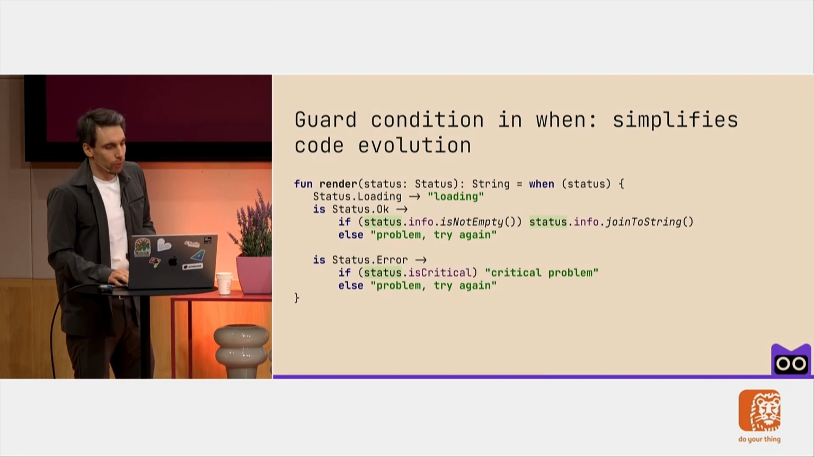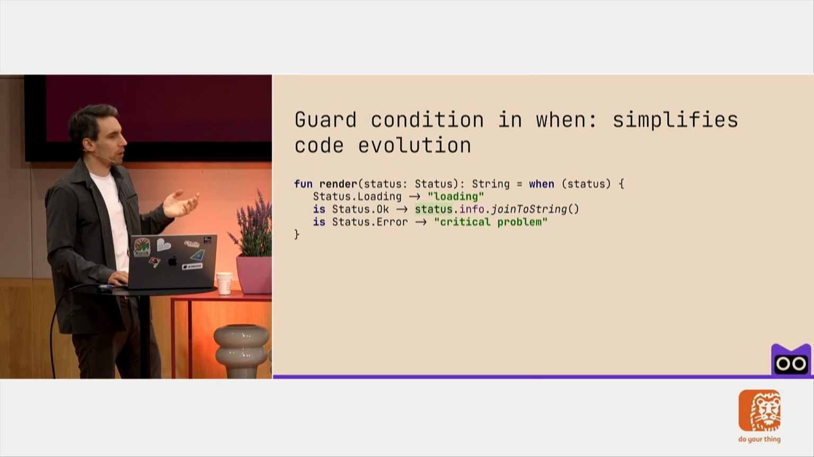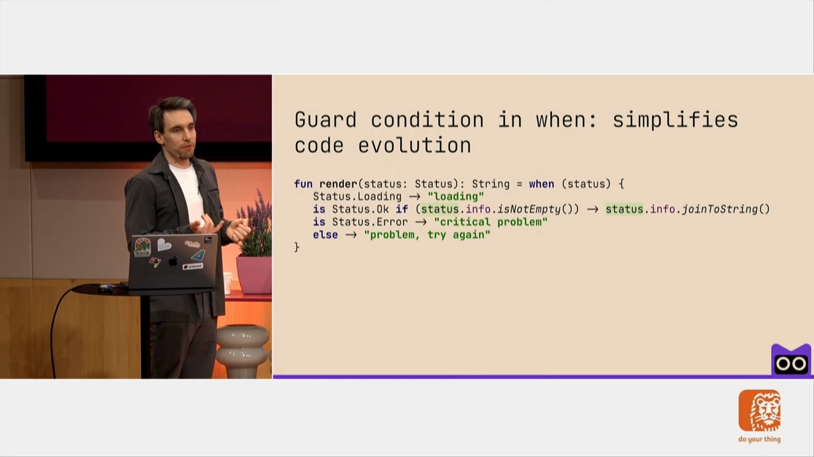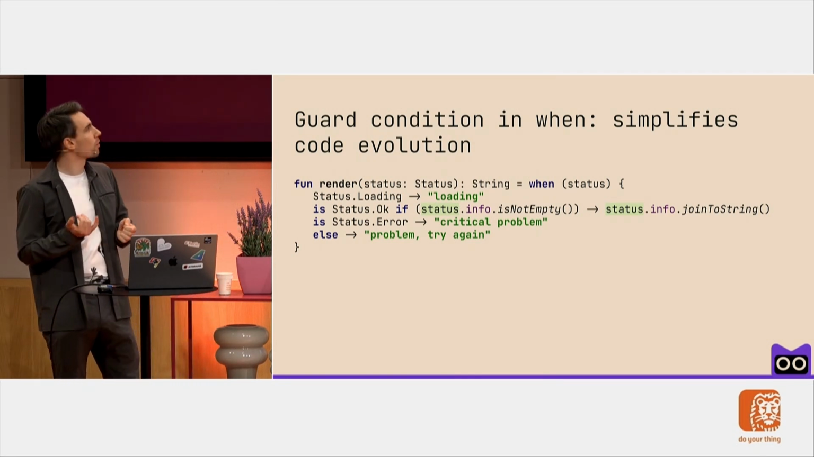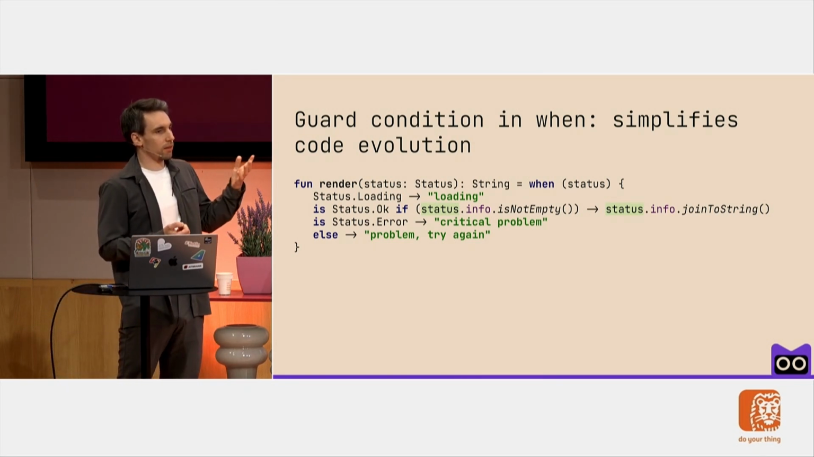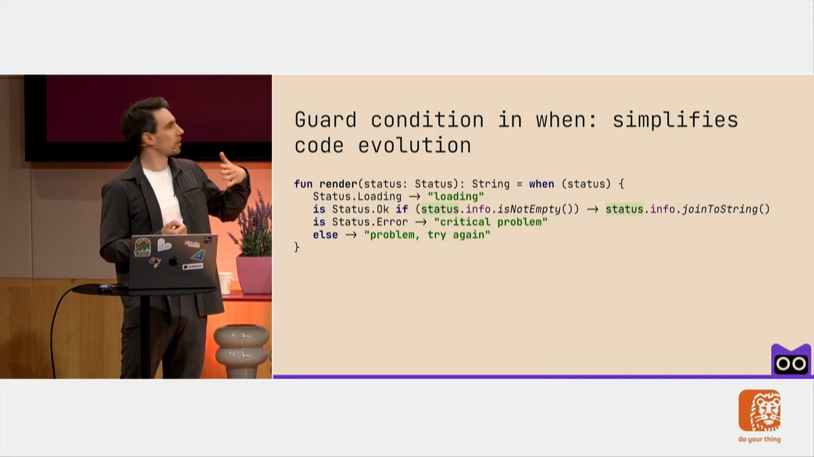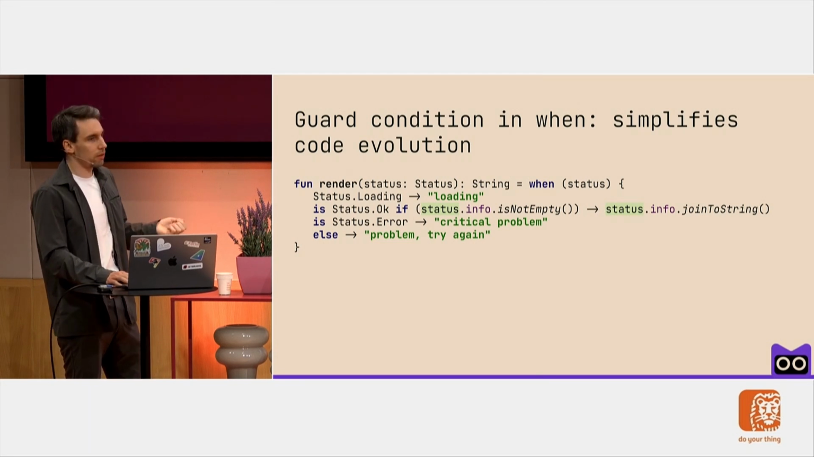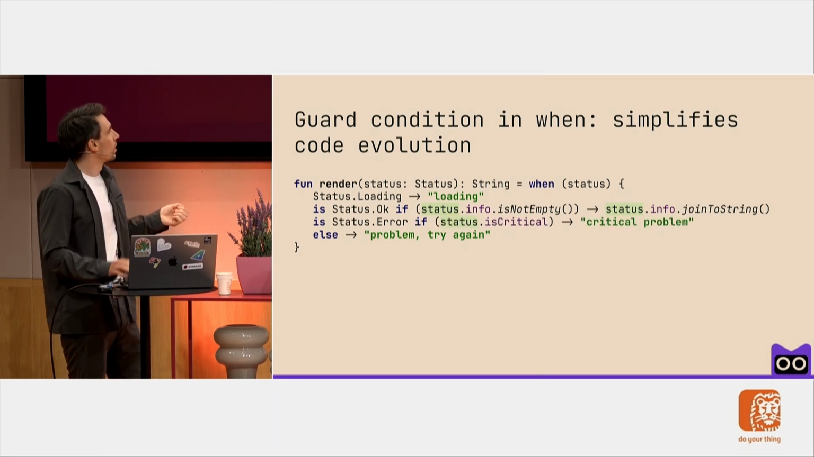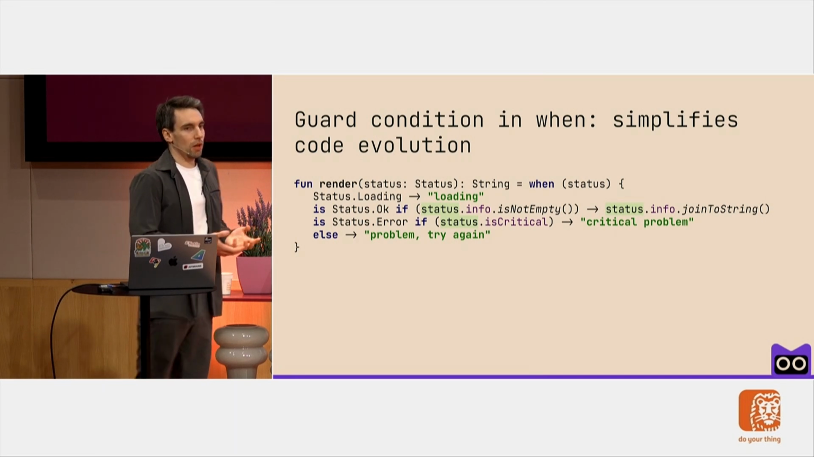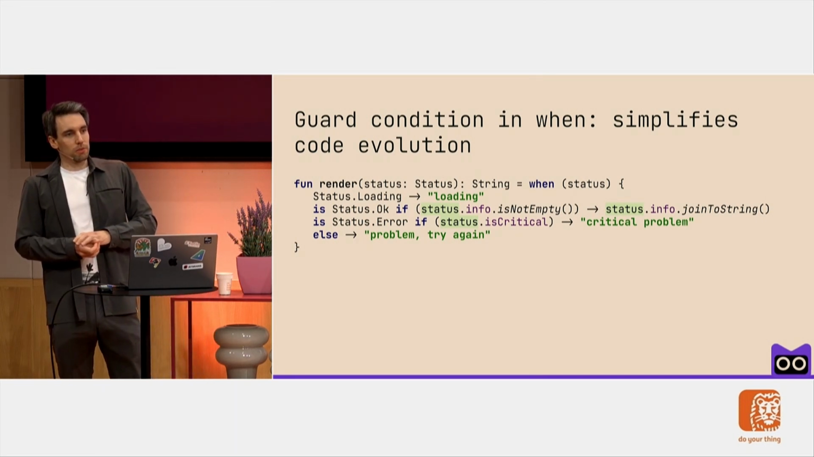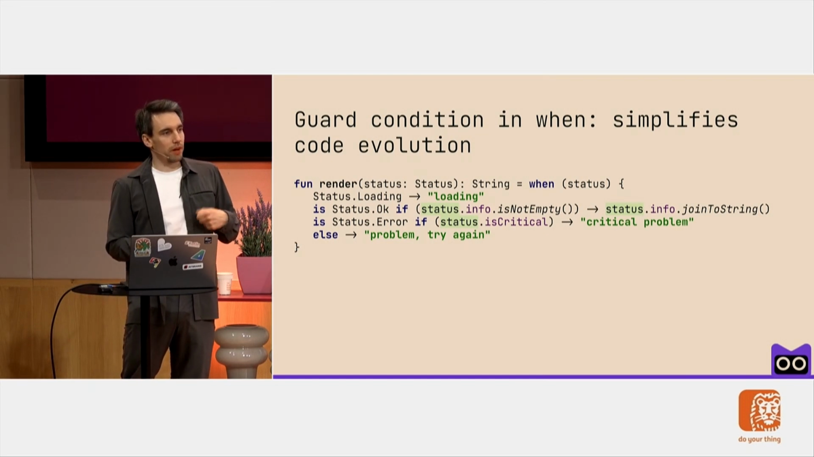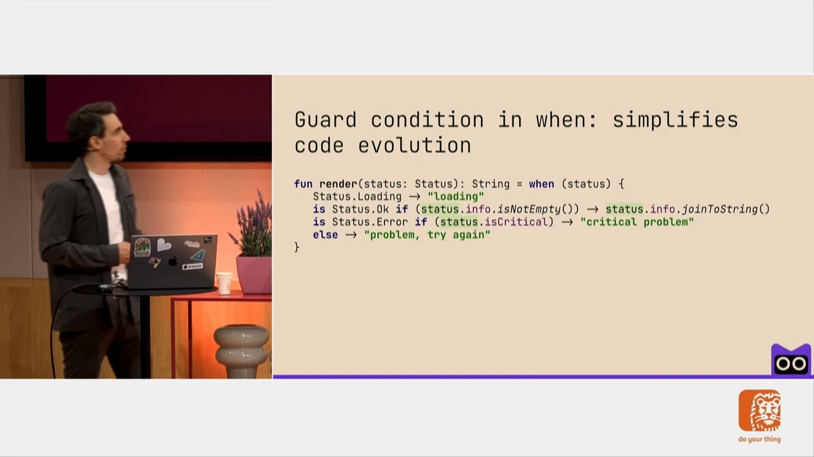But with guards, how do we approach this? With guards, we can just add the necessary if guard without changing the control flow of the program. And we can also clearly add an else branch which is on the same nesting as the other branches. And when it's time to add another guard to the when, we simply add a new condition without any code repetition. So in this sense, guard conditions also allow us to simplify the code evolution of when statements.